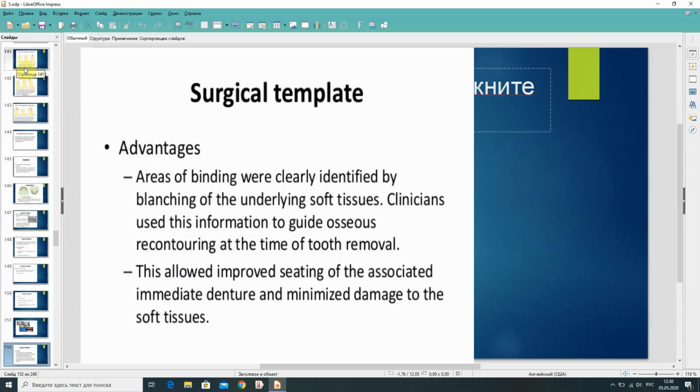Surgical template advantages. Areas of binding were clearly identified by blanching of the underlying soft tissues. Clinicians used this information to guide osseous recontouring at the time of tooth removal. This allowed improved seating of the associated immediate denture and minimized damage to the soft tissues.